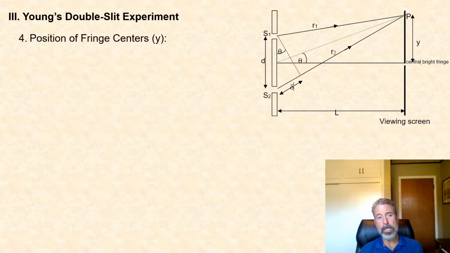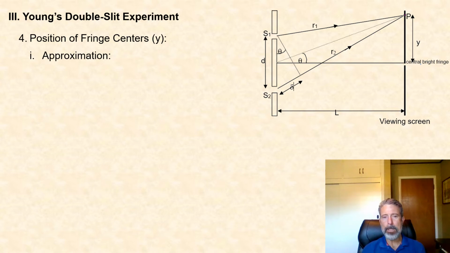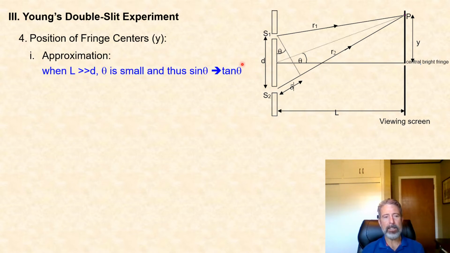So in this slide, we will take a look at how to describe the position of the fringes on the viewing screen. We will once again make this approximation. Remember that the diagram you see over here is certainly not drawn to scale. Just like we said before, L, the distance between the slits and the viewing screen, is many orders of magnitude bigger than the slit spacing. So with this approximation, when theta is very small, we can say that the sine of the angle theta is approximated by the tangent of the angle theta.